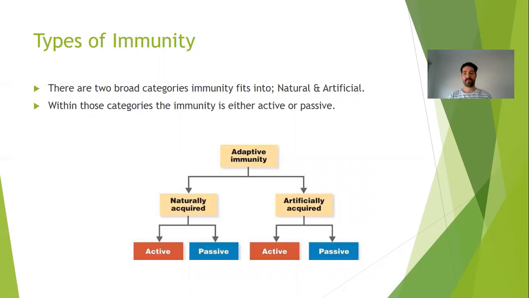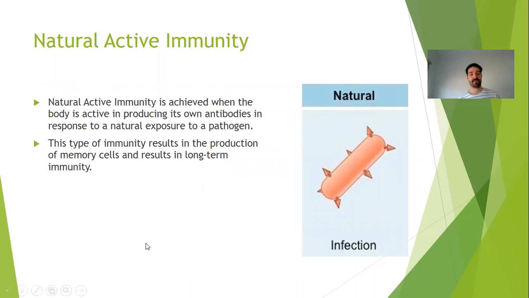So natural active, if we're looking at our diagram, would be natural then active, is achieved when the body is producing its own antibodies in response to a natural exposure to a pathogen. So the day-to-day coming across a particular pathogen in your environment, your body develops memory cells, and this then has an immunity against that pathogen in the future. So natural active, as natural implies, it's a natural process, and active refers to the fact that it's our body that's actually doing the work and producing the memory cells. So it results in that long-term immunity.